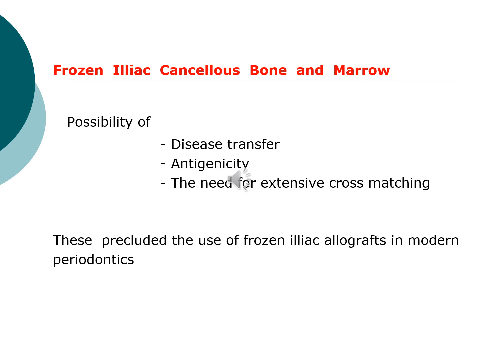First type of allograft is frozen iliac cancellous bone and marrow. The use of this particular graft is less in perio because of disease transfer, antigenic potential, and the need for extensive cross matching.